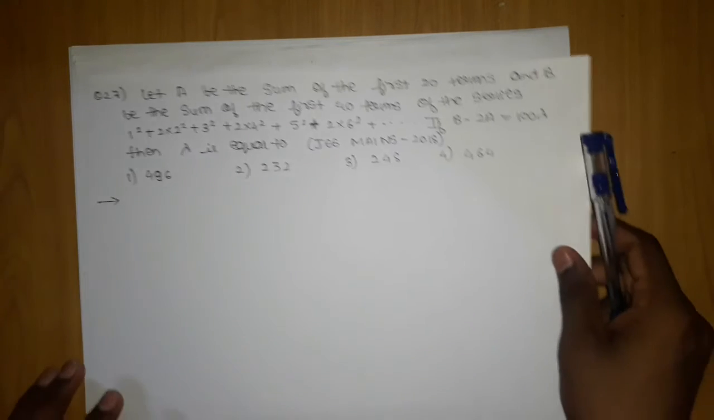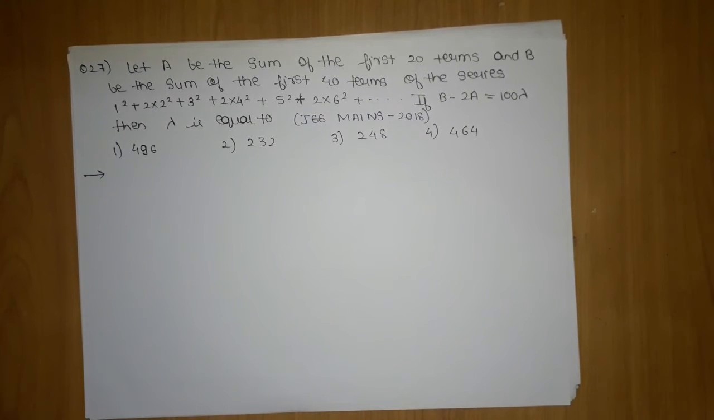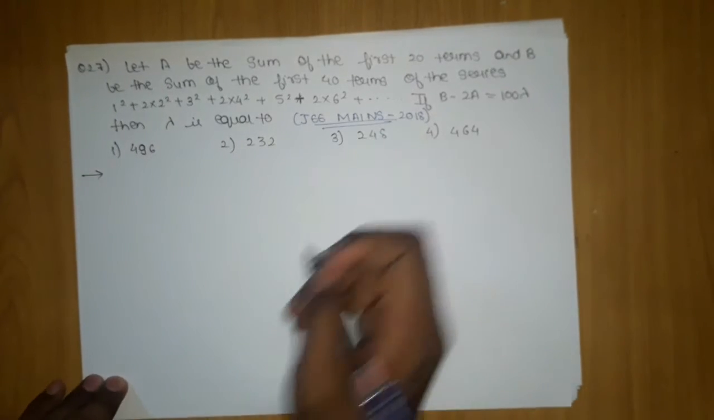The next question is this question which we are going to solve. The question says, let A be the sum of the first 20 terms and B be the sum of the first 40 terms of the series 1 square plus 2 into 2 square plus 3 square plus 2 into 4 square plus 5 square plus 2 into 6 square and so on. If B minus 2A equals 100 lambda, then lambda is equal to 496, 232, 248, 464. And this question has appeared in JEE Mains 2018.